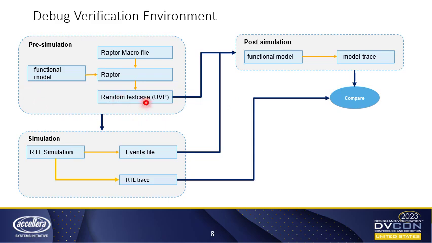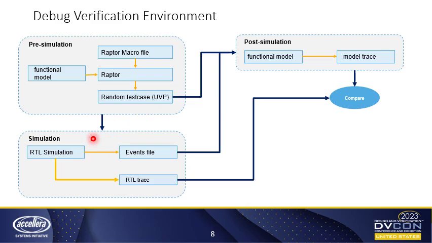The UVP file is basically a text file. It contains the register and memory initialization values, the instructions being generated, the intermediate results after executing each instruction, and the final results after executing the entire test case.